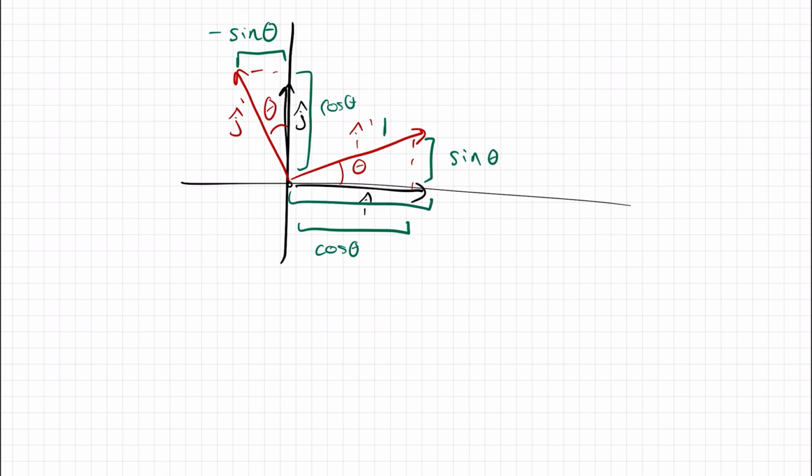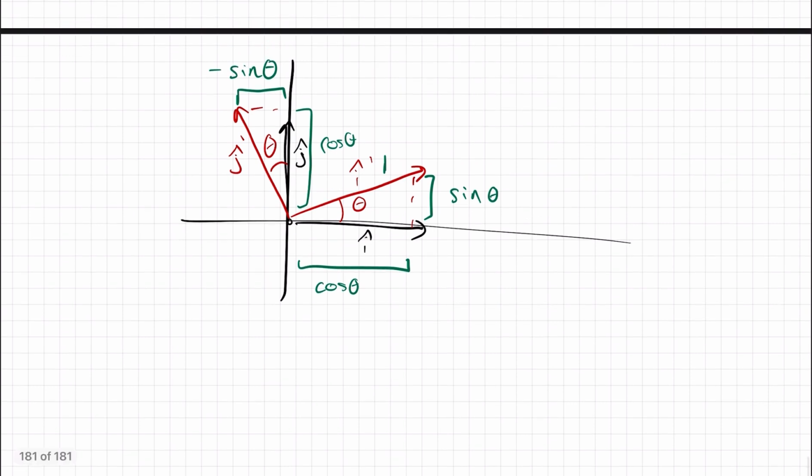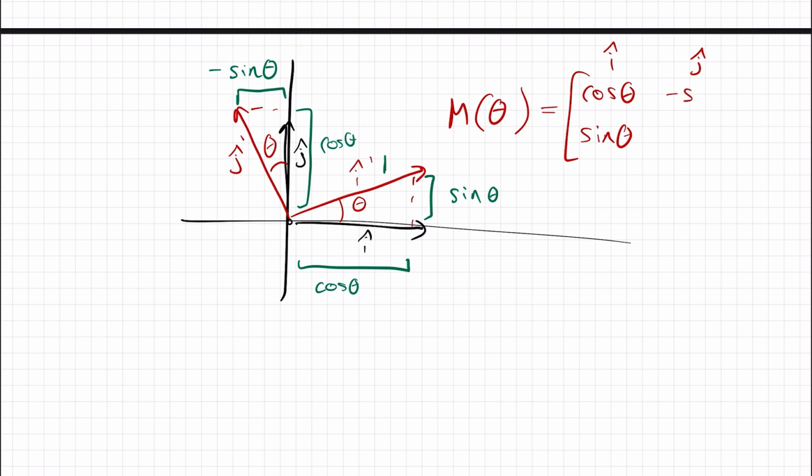So putting all this together, we can see the M of theta, well, A and C are just corresponding to cos of theta and sine of theta, because A is the x coordinate and C is the y coordinate. And similarly for j hat, we have the x coordinate B is minus sine of theta, and the y coordinate D is cos of theta, like so. So that's nice and easy. We've just managed to derive this rotation.